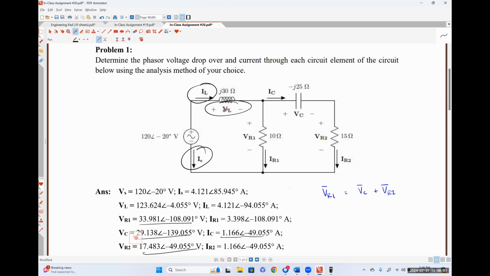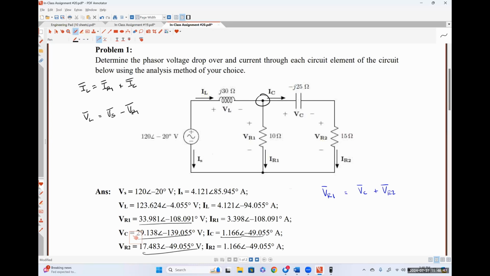So I have a couple of different thoughts here, okay? If we were to apply Kirchhoff's current law at this node, we could say that IL is equal to IR1, which we know, plus IC. Or if we did Kirchhoff's voltage law, we could say that VL is just our source voltage minus VR1. So that's two different ways to effectively get things.